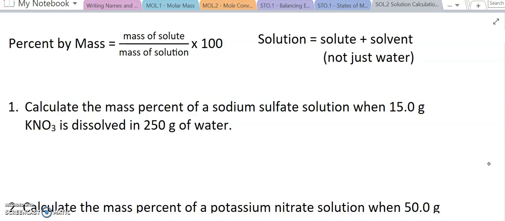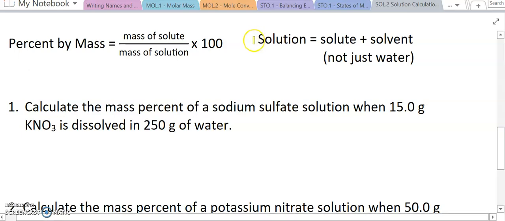So let's take a look at the concept of percent by mass. What is percent by mass? It is the mass of your solute, usually measured in grams, divided by the mass of your solution, also measured in grams. And I take it times 100, and that means that my units will cancel out, and I'll just have a percent sign.